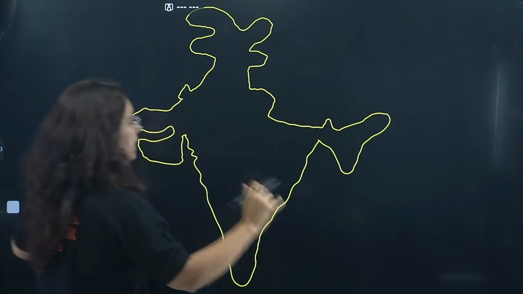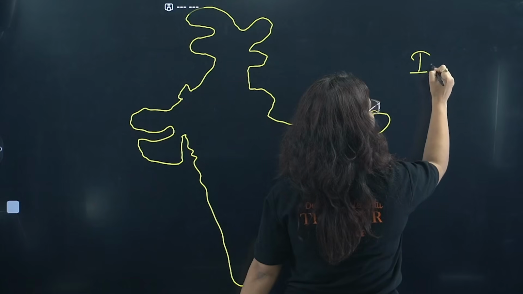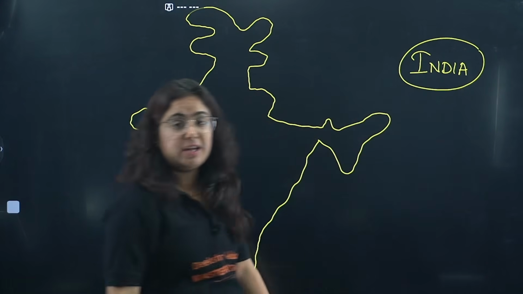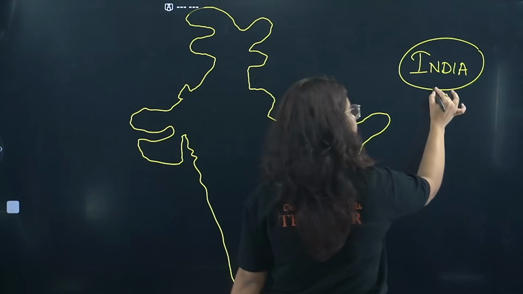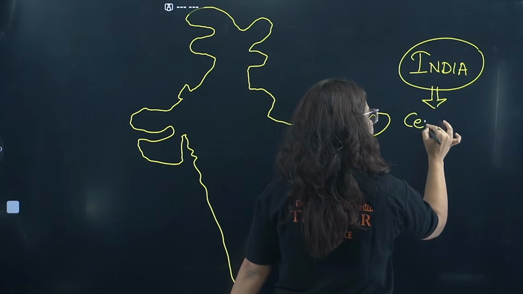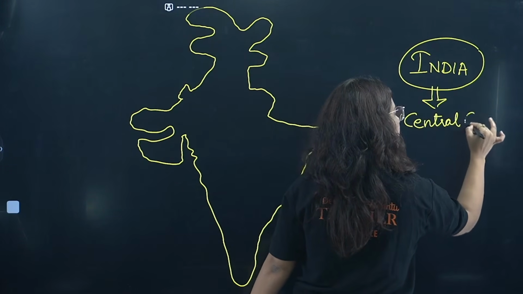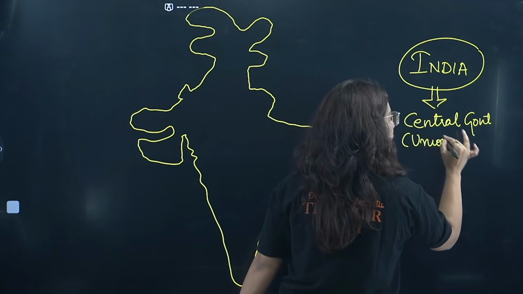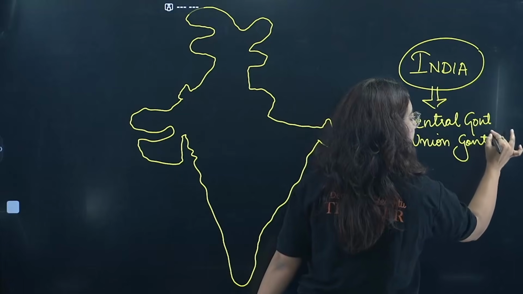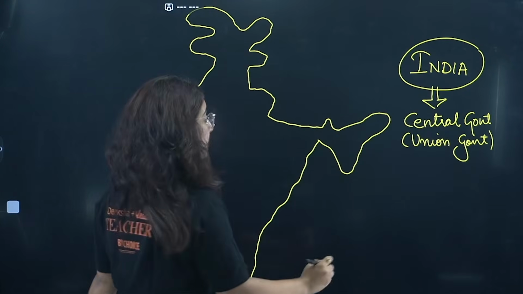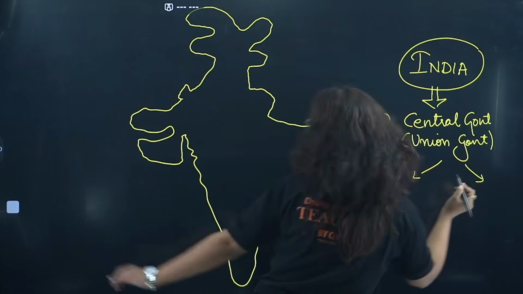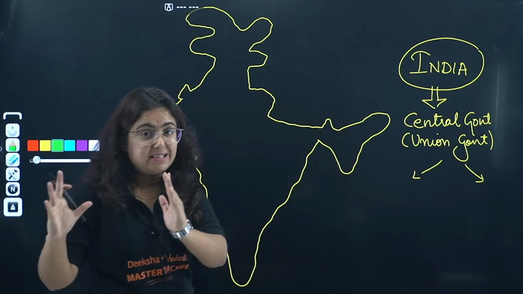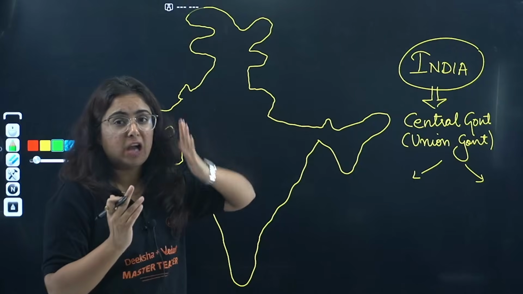So what I want to tell you, beta, is that we are a country, India. For the central level, we have a central government. This central government is also known as union government. In this union government, we have two houses. These are the basics which will help you to understand the chapter further.